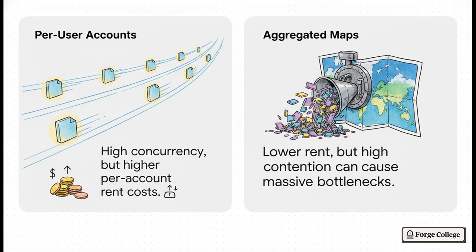On the other hand, you have aggregated maps, which is basically putting everyone's balances into one big shared account. This costs way less in rent, but it introduces a massive bottleneck. If everyone is trying to update that single account at once, your transactions are going to fail due to high contention. It's a classic trade-off.